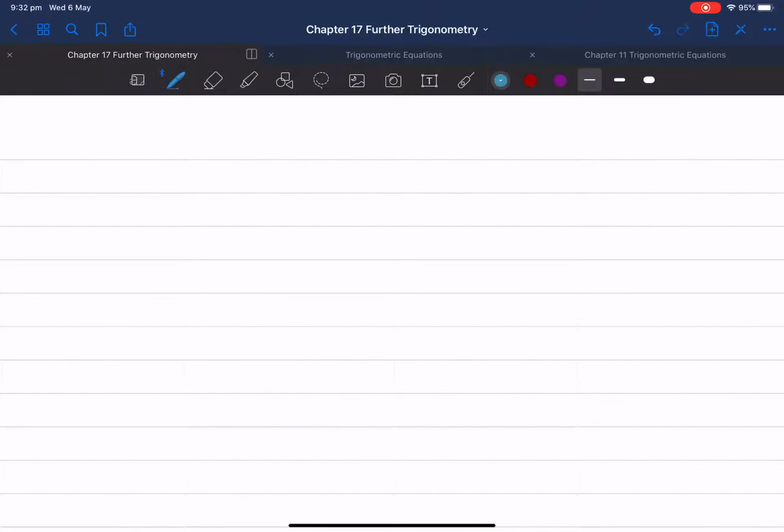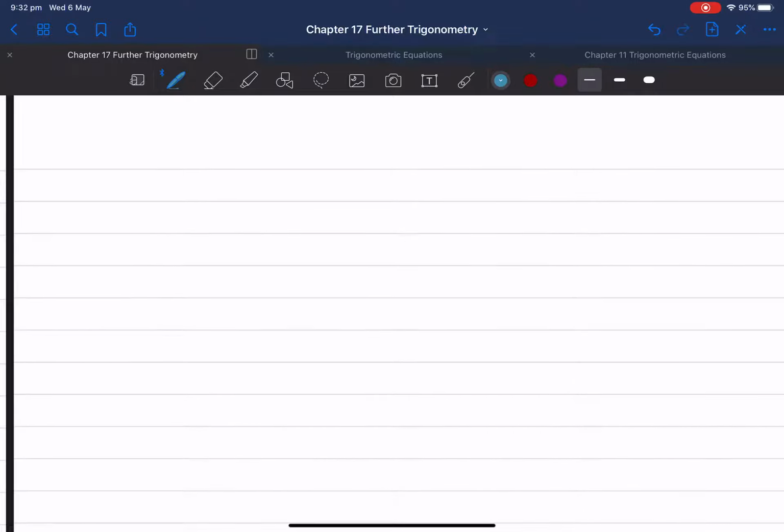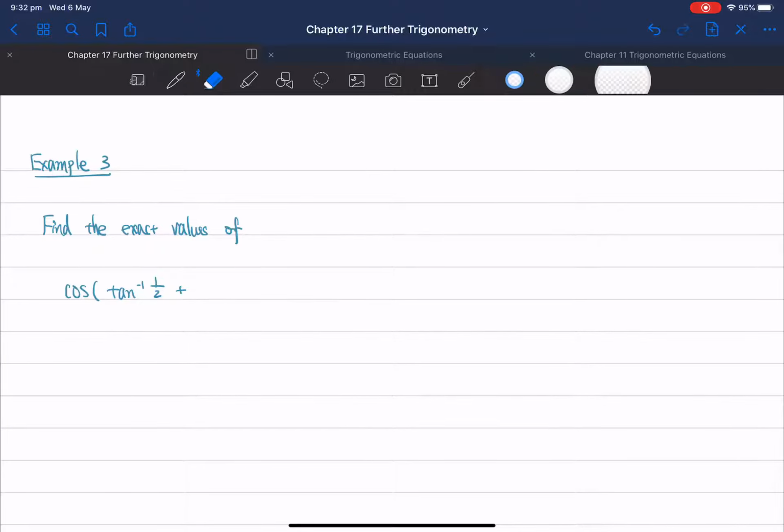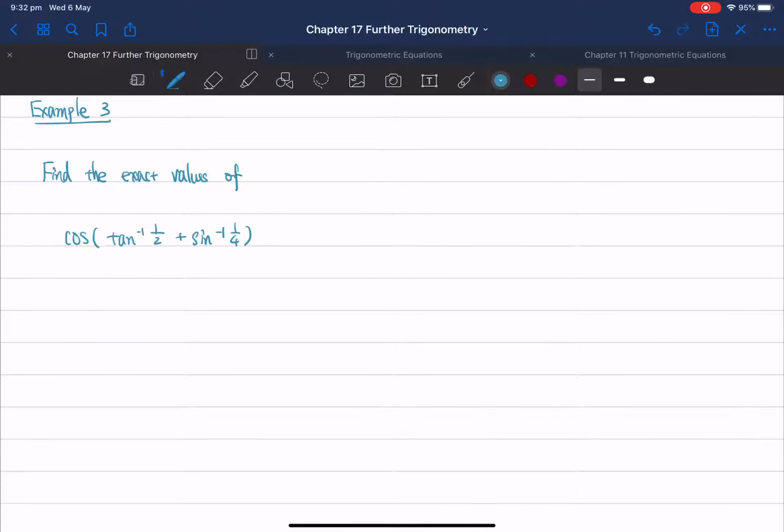I'd like to show you another type of question to find the exact value. So example 3. The question says using the compound angle formula to find the exact value. Find the exact value of cosine of bracket tangent inverse 1 over 2 plus sine inverse 1 over 4. Wow. Okay, here's the question, involving inverse trigonometry, and that's a compound angle, right? So what do we do here?